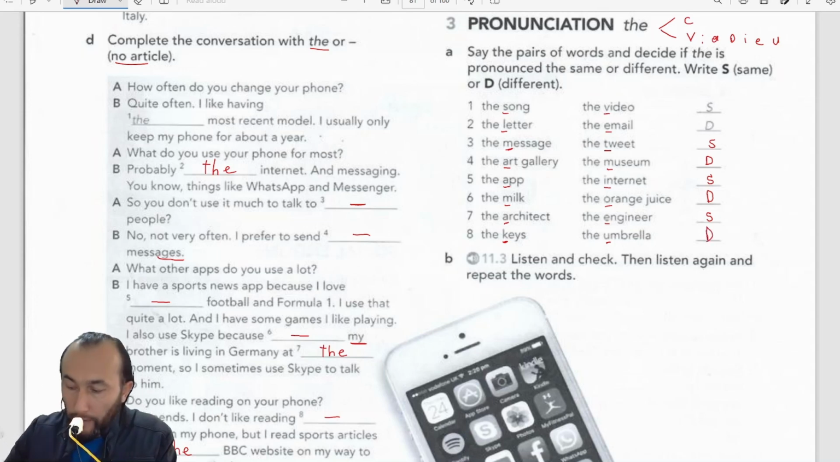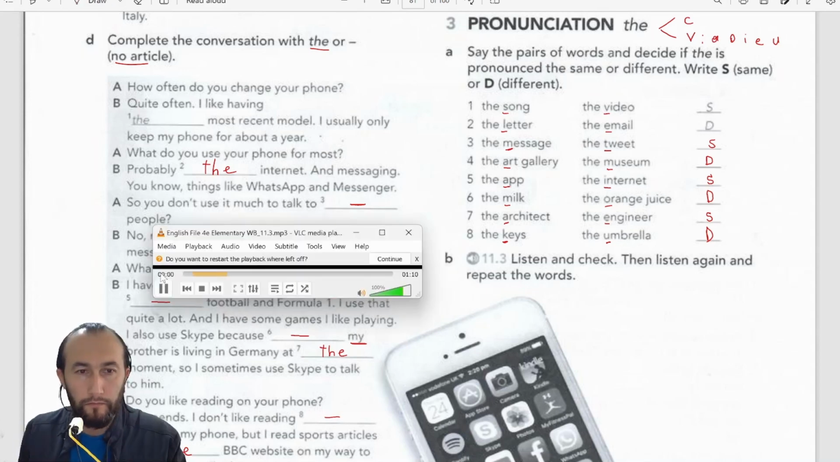Okay. So I'm going to play 11.3 to see if you can notice the difference or not. Usually when you speak fast, it's not noticeable. But if you really pay attention, you should feel the difference between them. So we're going to play 11.3 now.